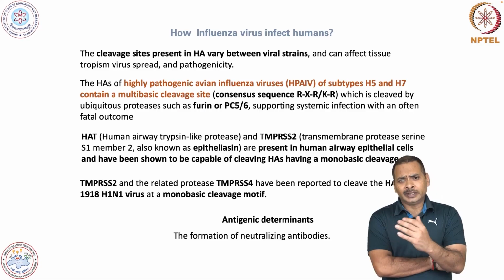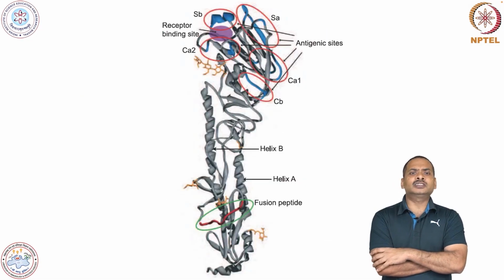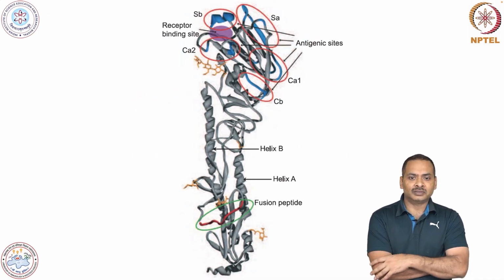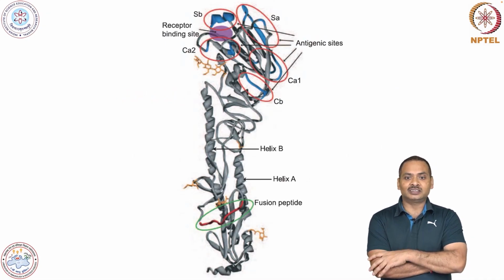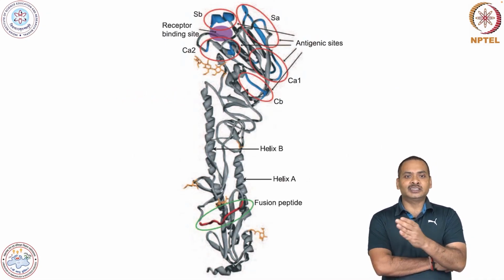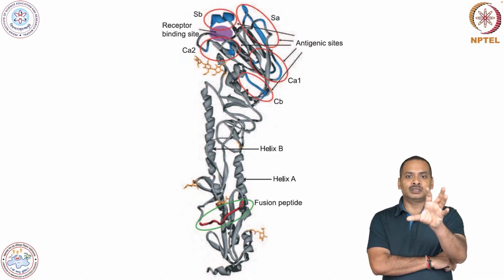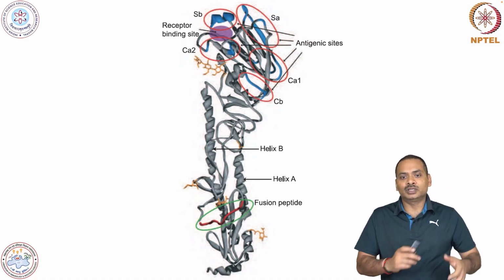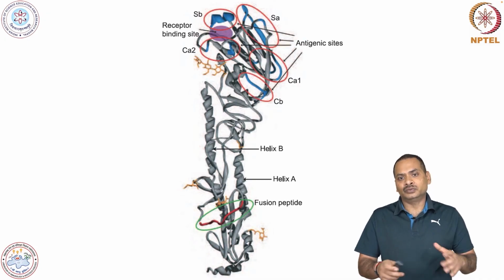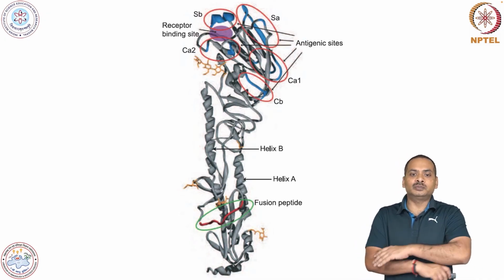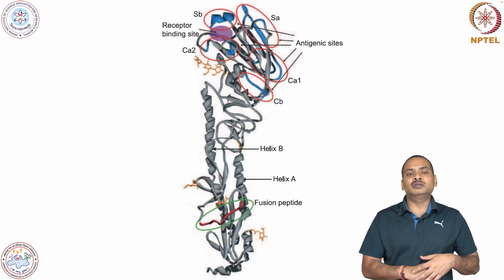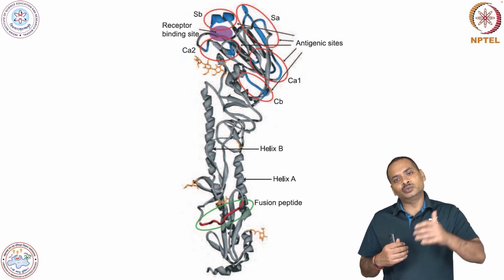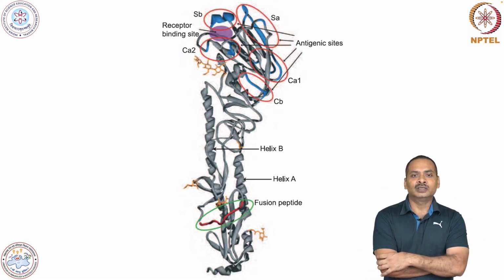Here I will show you the structure of the HA protein. You can see this is a very complex as well as elegant structure, and there is a globular domain, which plays a very important role in various functions. There is a fusion peptide. This fusion peptide basically helps in fusing the membrane of the virus with the host cell.